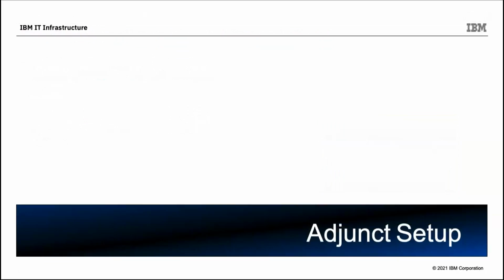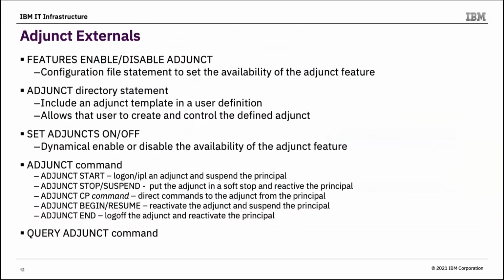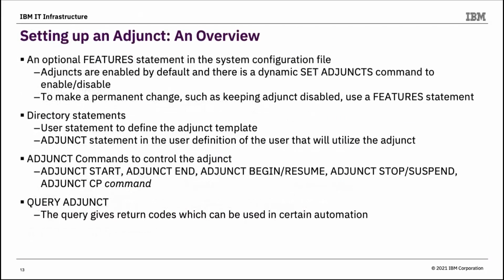So how do we set these guys up? Let's find out. Here's a list of all of the adjunct externals. There's a features statement. There's a few directory statements that need to be defined. There's a set adjuncts command, an adjunct command, which is used just for controlling, and finally a query adjunct command. And to use all of these to set up your adjunct, you'll first want to enable the adjunct feature.